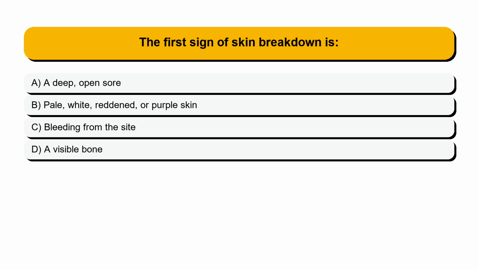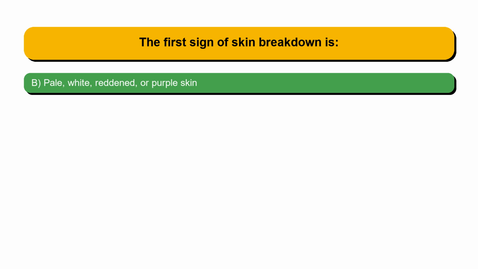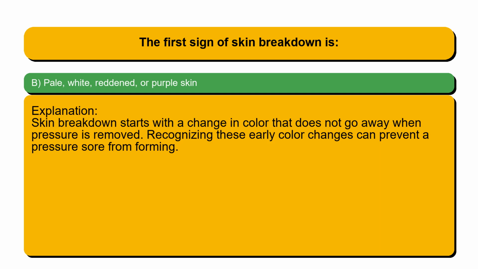Question 28. The first sign of skin breakdown is option A. A deep, open sore. Option B. Pale, white, reddened, or purple skin. Option C. A bleeding from the site. Option D. A visible bone. The correct answer is option B. Pale, white, reddened, or purple skin. Skin breakdown starts with a change in color that does not go away when pressure is removed. Recognizing these early color changes can prevent a pressure sore from forming.